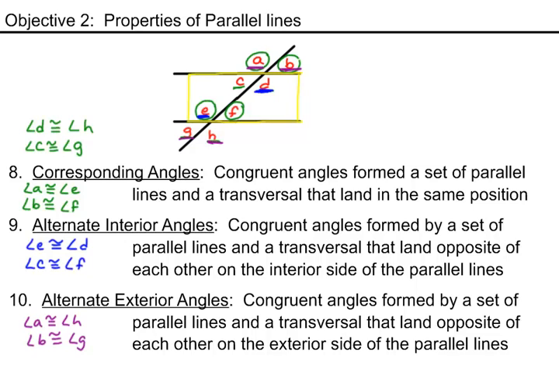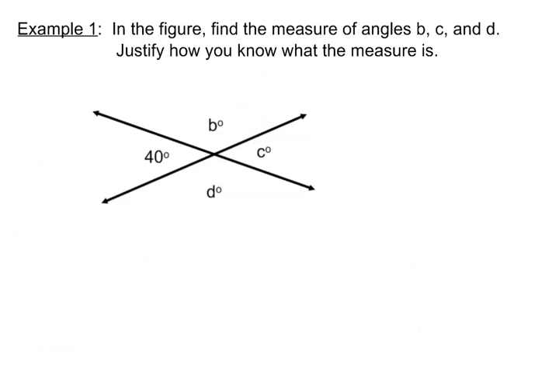So those are our types of angles formed by a transversal. So let's do a couple of examples. In the figure, find the measure of the angles B, C, and D. Justify how you know what the measure is.